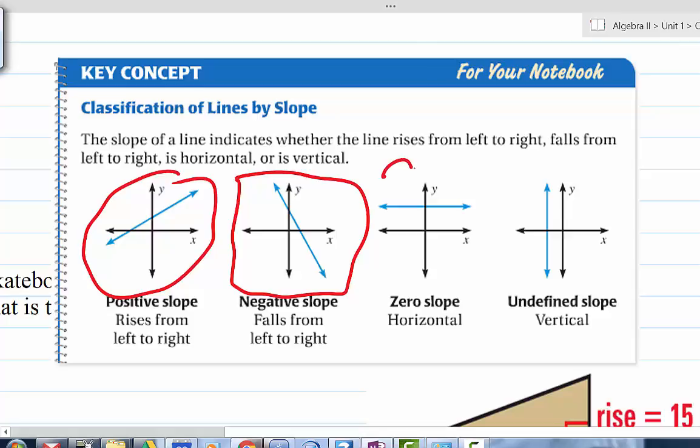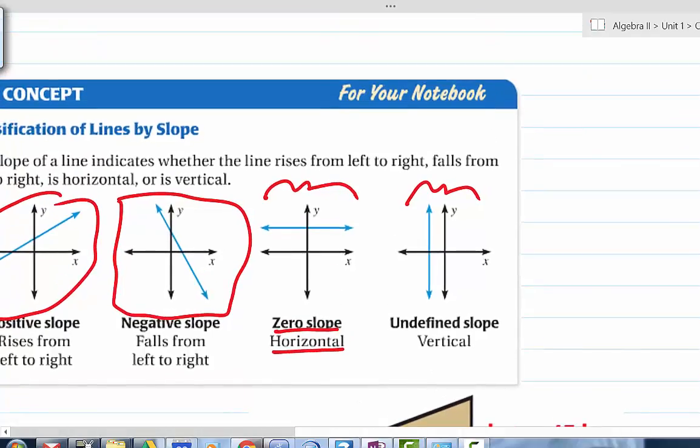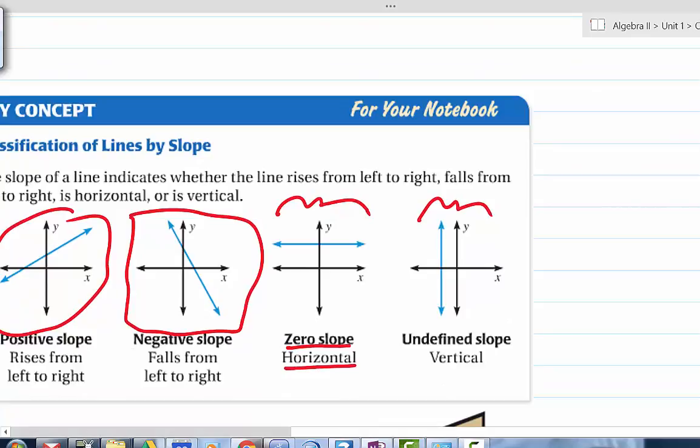This is the one people have trouble with, if you are horizontal. In other words, you are not increasing, you are not rising, you're just flat, you have zero slope. However, if you are completely vertical, like this one right here, you have no slope. You're just going straight down, you're in free fall. It's important to understand the difference between those two.